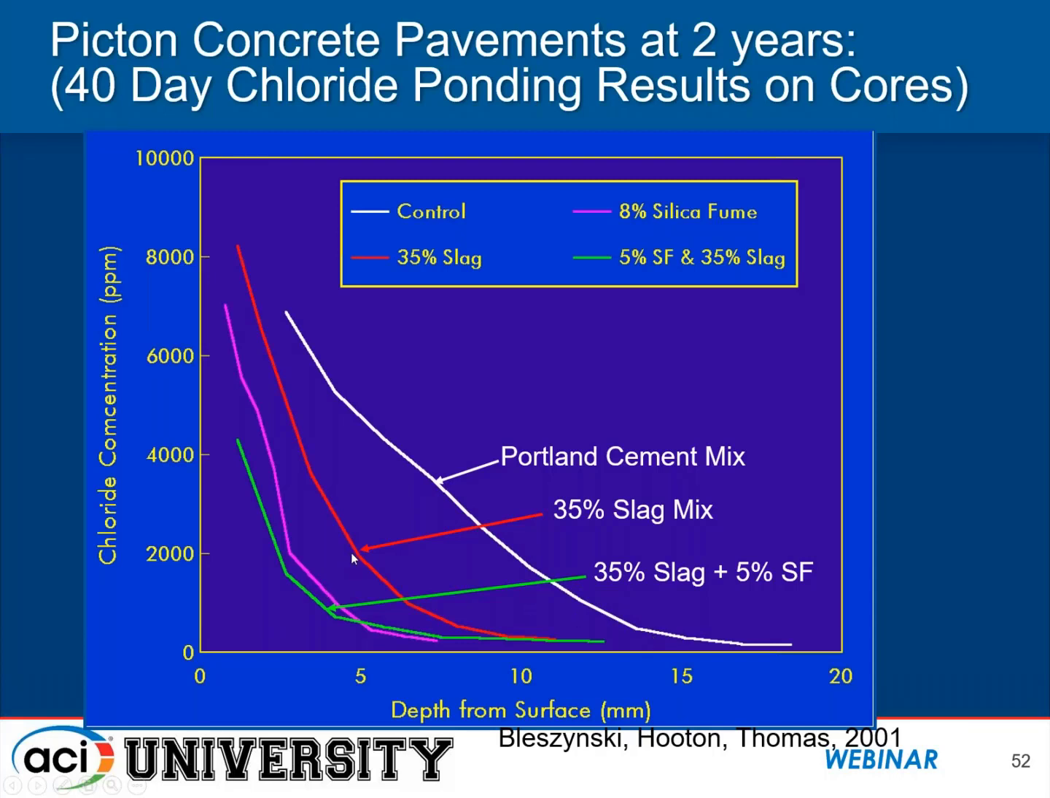A 35% slag mix, a lot less. The silica fume mix here, it's 8% silica fume, is less, but a 35 slag and 5 silica fume mix is even better. So the slag does a lot of the work here in reducing the chloride ingress.